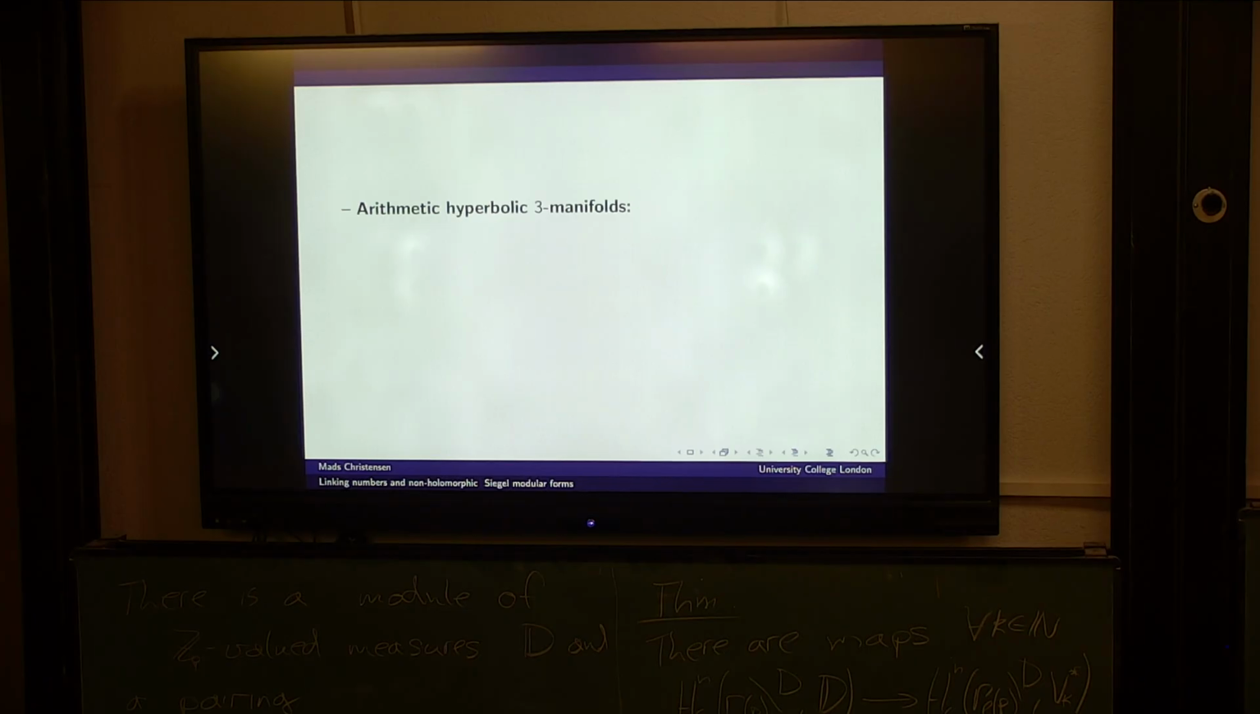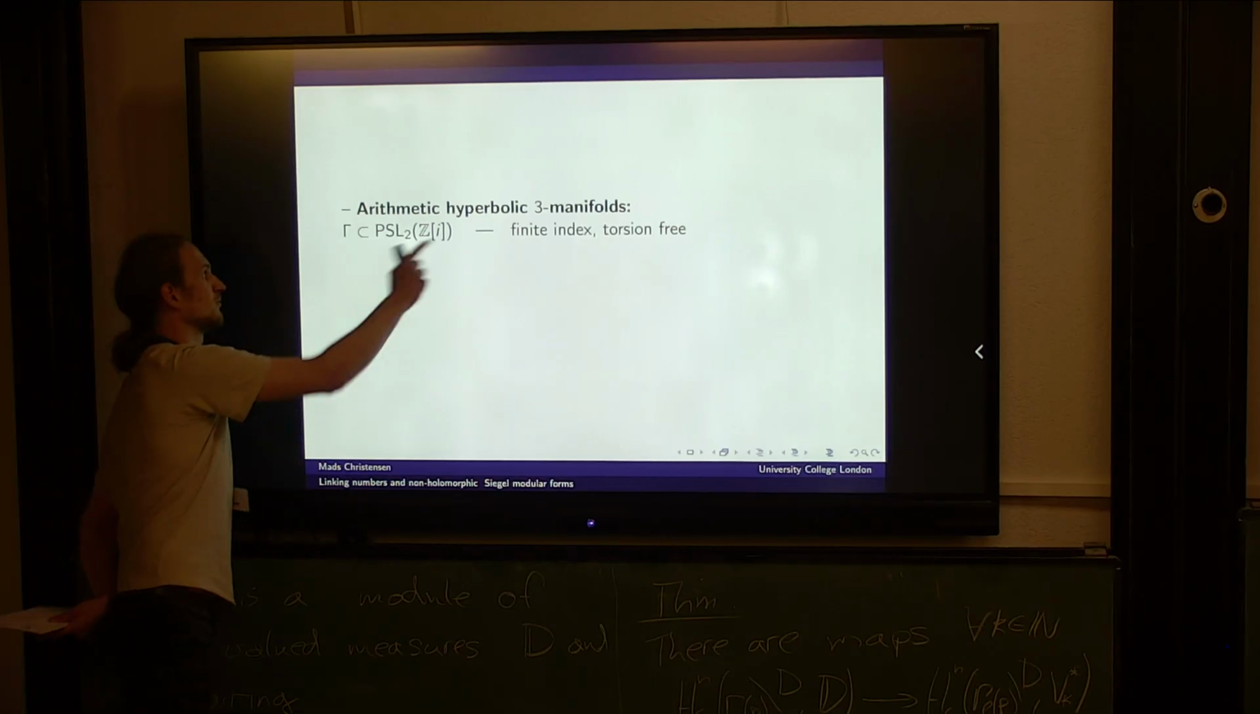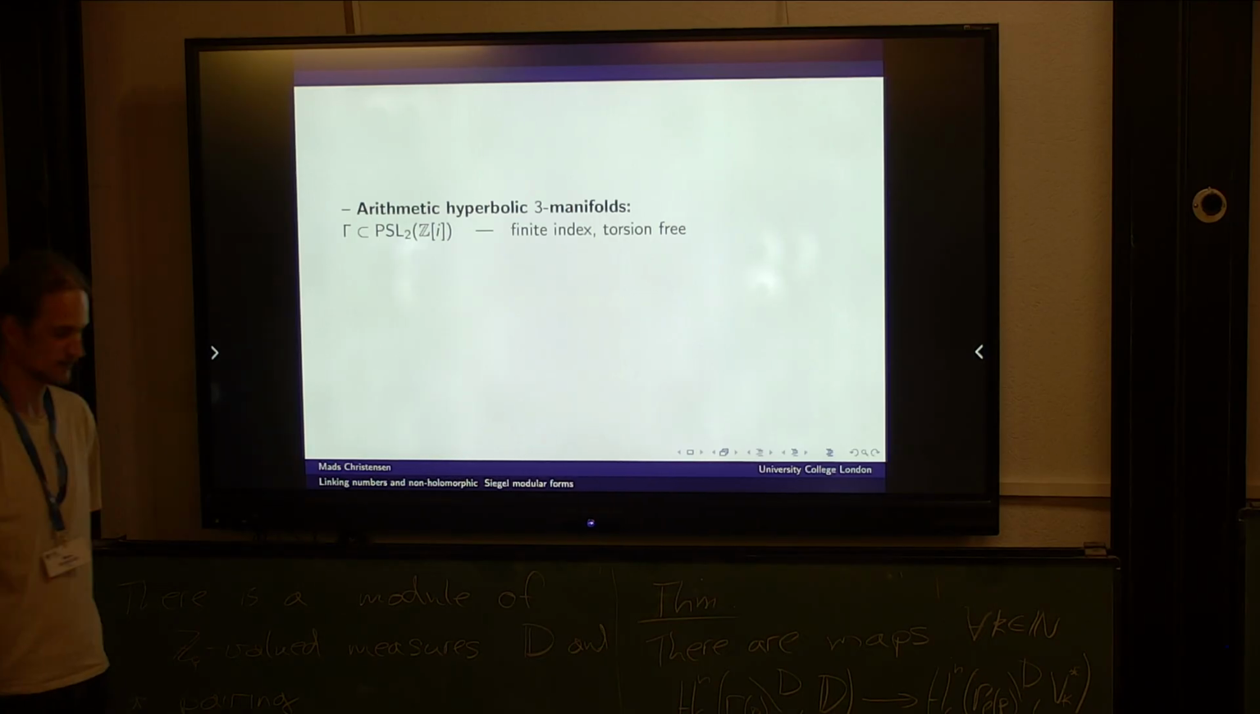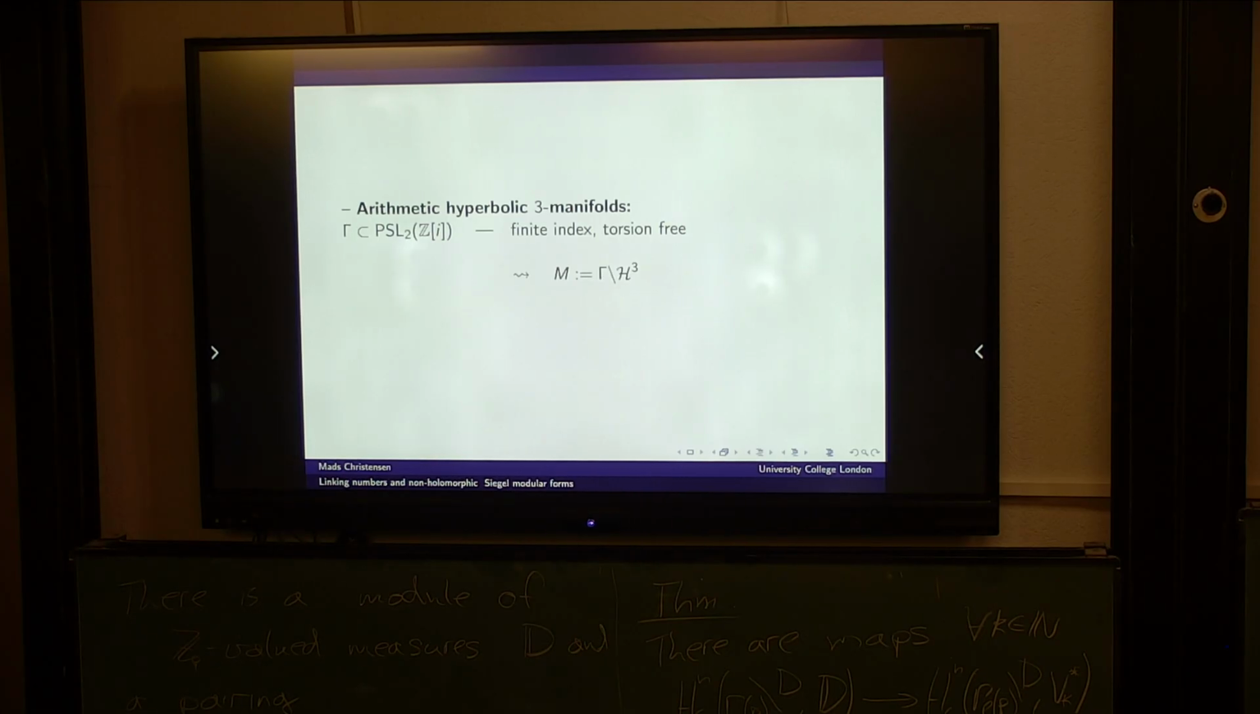We're going to do the same. I'm going to fix gamma to be finite index and torsion-free inside PSL2 of the Gaussian integers. You can also do some other groups like this, like other imaginary quadratic orders, but I'm just going to stick to this one for concreteness. This gives you M, some three-manifold, which is the quotient by gamma.